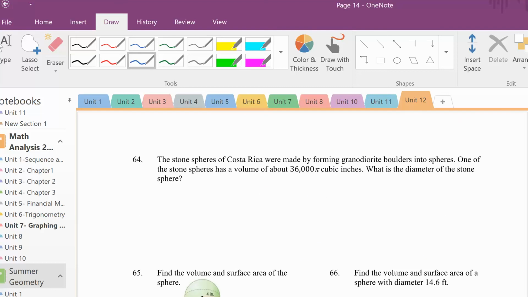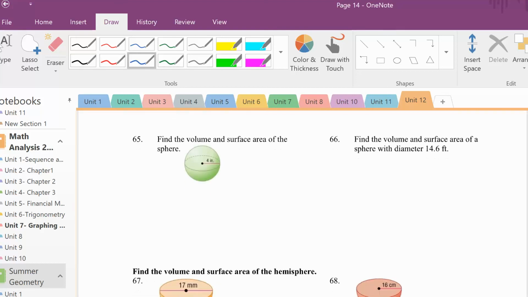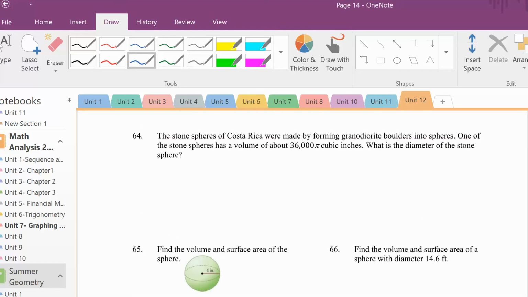All right, so there's some examples on the next page that we'll do. So here it says the stone spheres of Costa Rica were made by forming granodiorite boulders into spheres. One of the stone spheres has a volume of 36,000 cubic inches, what is the diameter of the stone sphere? So this is a sphere. So remember, it's 4/3 pi r cubed. So that means the volume is 36,000 pi.